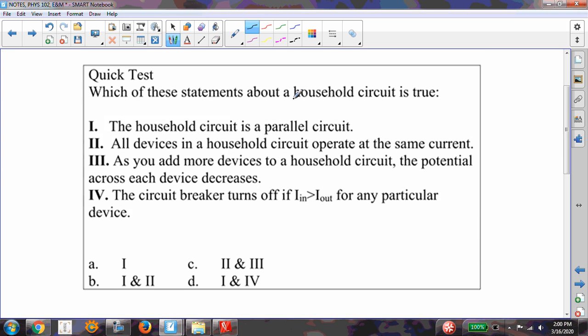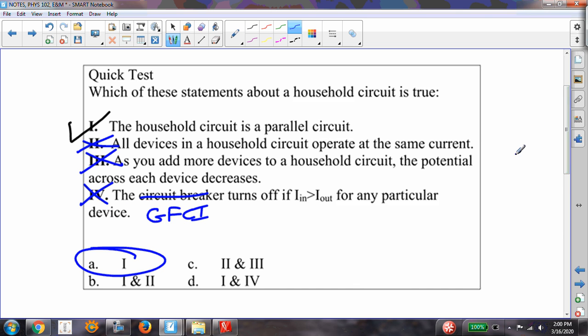Which of these statements about household circuits is true? The household circuit is a parallel circuit? Yep, that's right. All devices in a house operate at the same current? Nah, they can operate at different currents, like your bathroom heater operates at a much higher current than your computer, for example. As you add more devices to a household circuit, potential across each device decreases. Is that true for parallel circuits? Nope. As you add devices, they always have the same voltage. It's just the total current's going to increase. And the circuit breaker turns off if I in is greater than I out. That's not true. It would be true if it said GFCI, but that's not what it says. So 1 only is the answer.